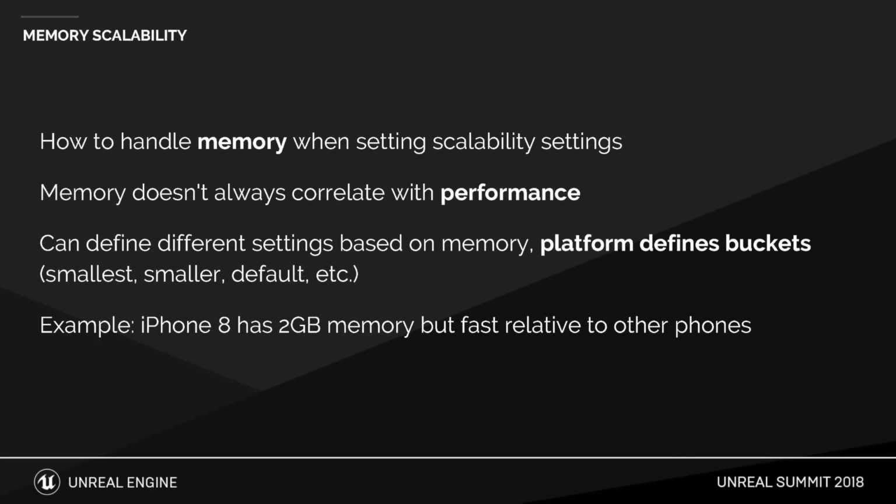Apart from performance, we also have a different axis for scalability, which is memory. And it doesn't always correlate with performance. A lot of Android phones have a lot of memory, but relatively low power in terms of GPU. Whereas an iPhone 8, which has a very fast GPU relative to other phones, has only 2 gigabytes of memory. So we have this different axis.